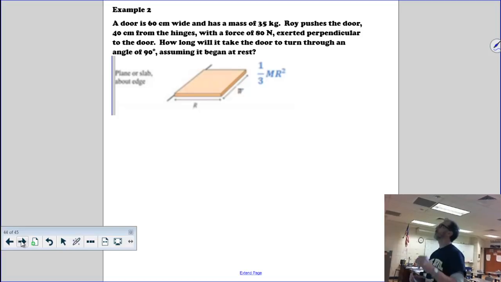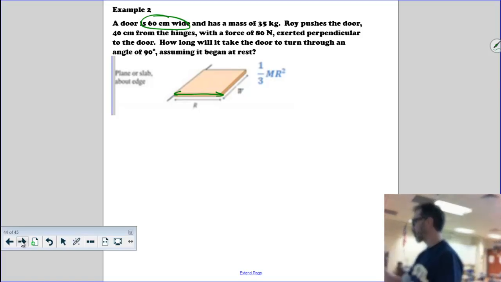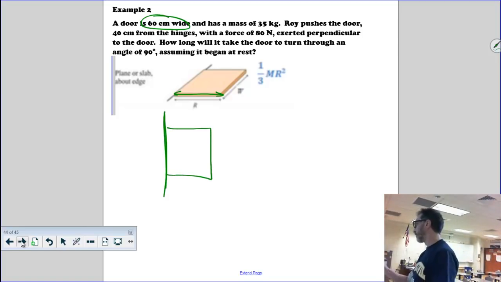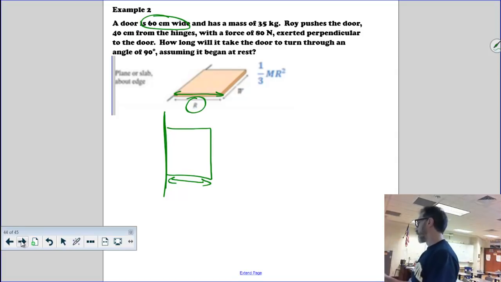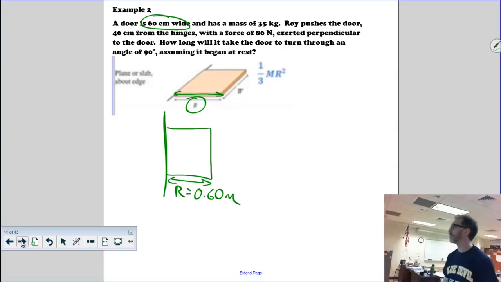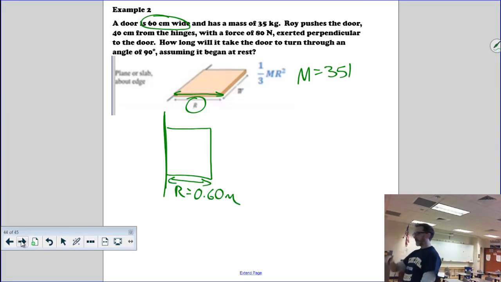So in example 2, we've got this door. It's 60 centimeters wide, okay? So again, it's a door, so it's going to be this slab shape. The width here, weirdly, is not W. It's the width of the door, right? Because if you have a door, where here are the hinges, this is the width, and that's going to be what we call R here, right? So our R is actually 0.60 meters, 60 centimeters, okay? And we know that the mass is 35 kilograms.